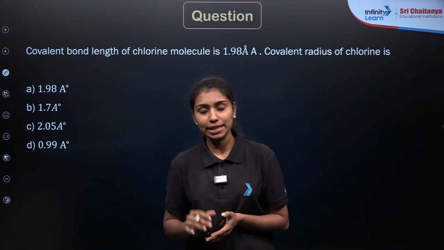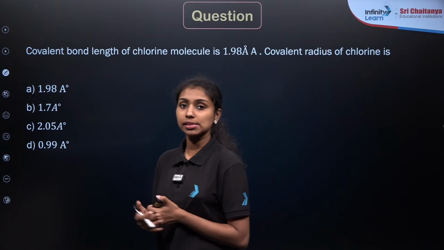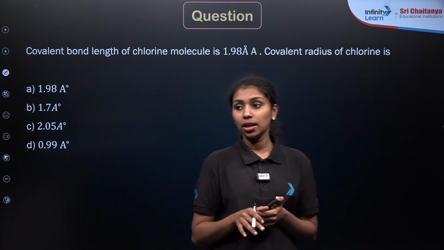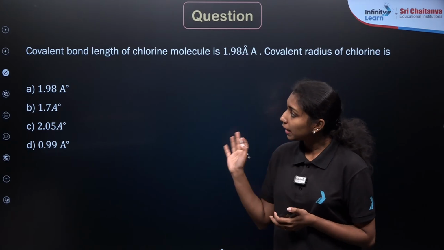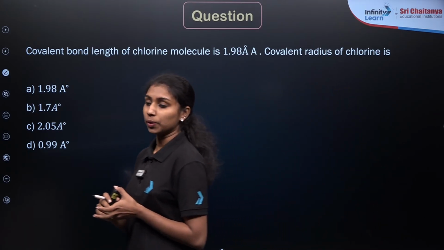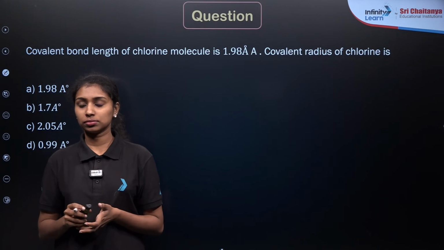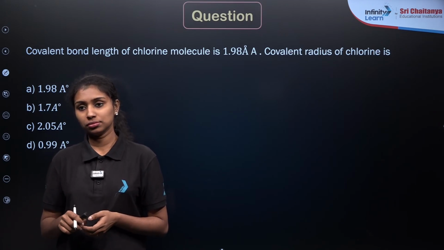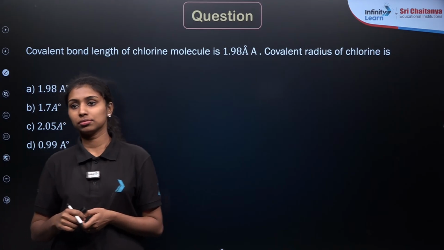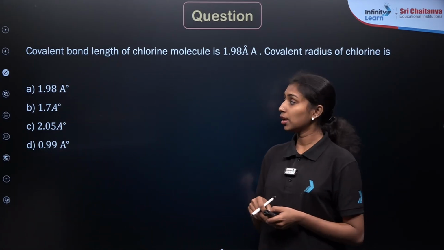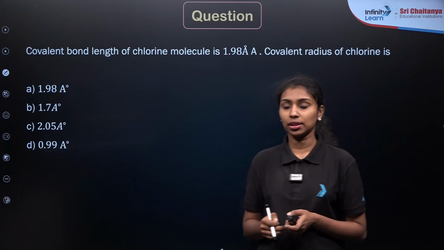So while discussing the atomic radii or the atomic size, we have discussed three different types of radii, right? Covalent radii, metallic radii and van der Waals radii. So from the data, you need to get an idea about the relation between covalent bond length as well as the covalent radii. So what will be the answer for this question?